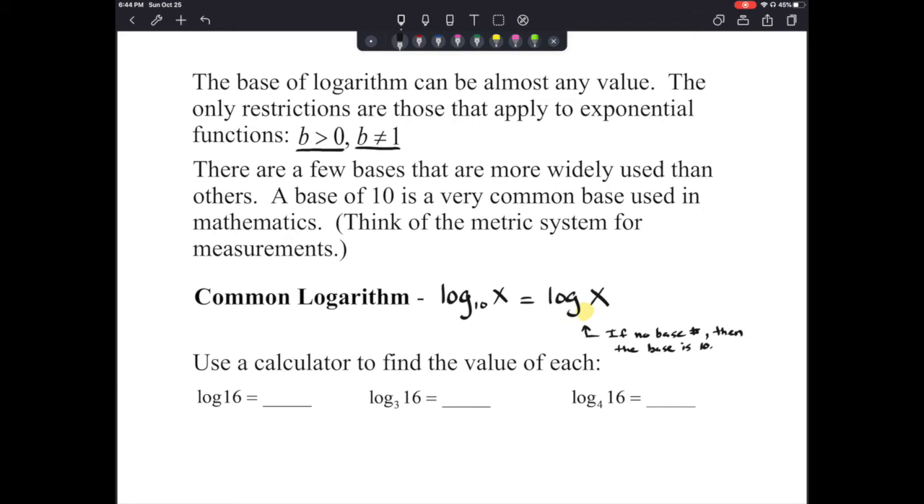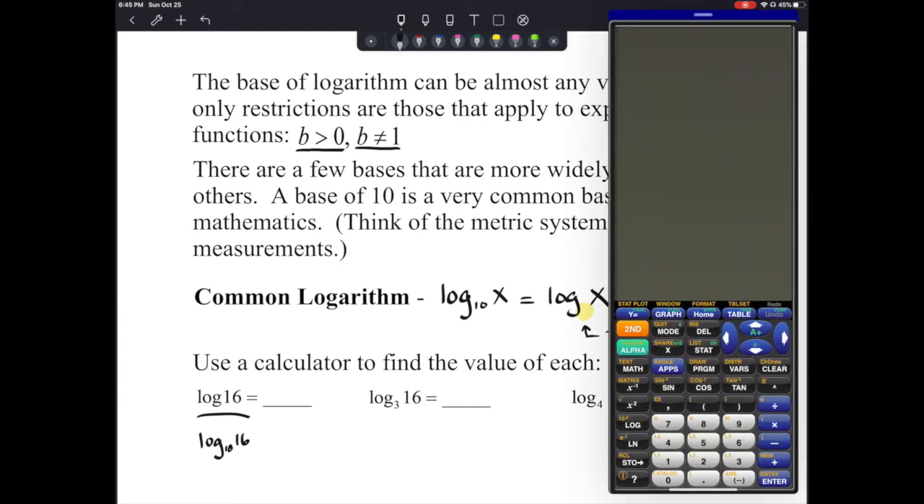Now it says use a calculator to find the value of each. Down below we have log of 16. Remember, that's the same thing as saying log base 10 of 16. If we're just trying to find the value of that, we can just go in. On your TI-84s, you do have a log button there, and if you just press log, it's going to automatically treat it as base 10. So if I say log of 16, I hit enter, you see it's 1.20411, and so on. So I'm just going to round it here and say this is 1.204.